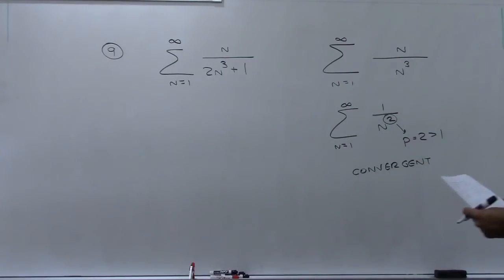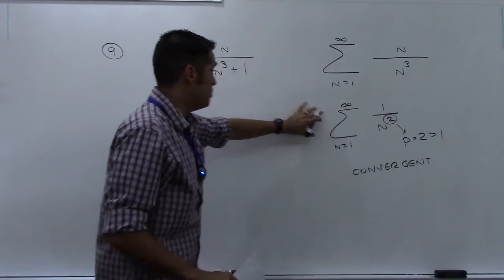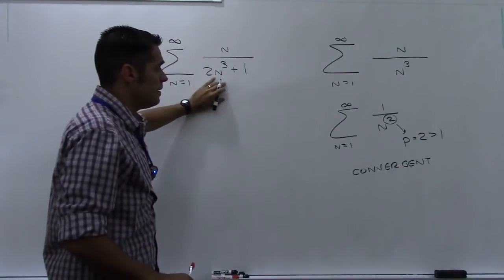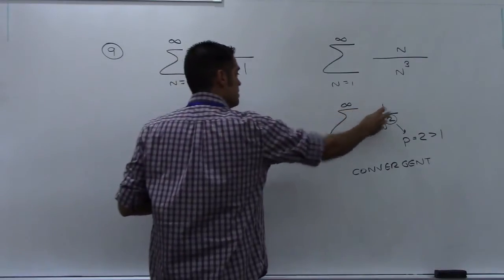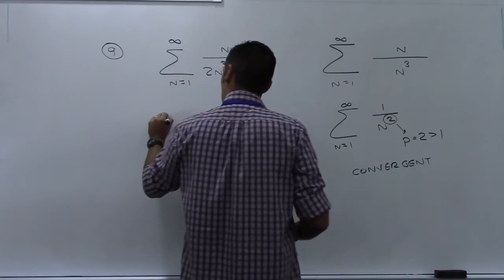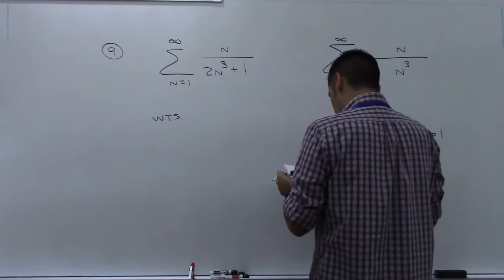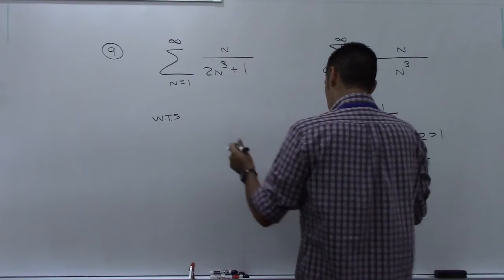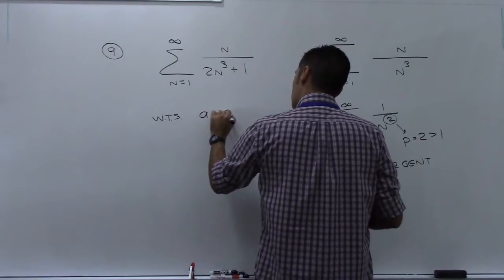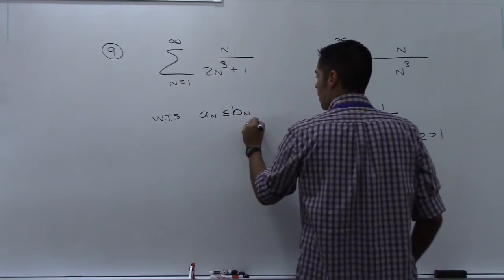And the comparison test says that if each one of these terms is always bigger than each one of these, then the sum of all of those pieces should be bigger than the sum of these pieces. So here's what I want to show. Let me get my notation right here. They call this one the a sub n. I want to show that a sub n is less than or equal to b sub n eventually.